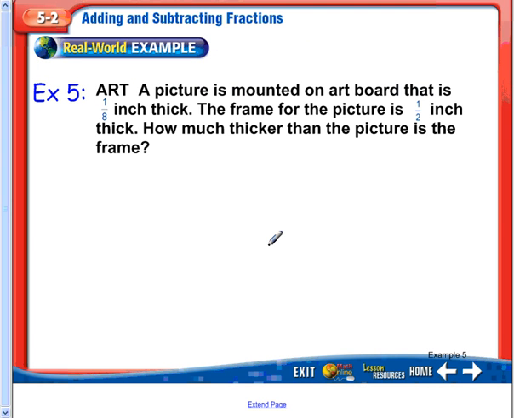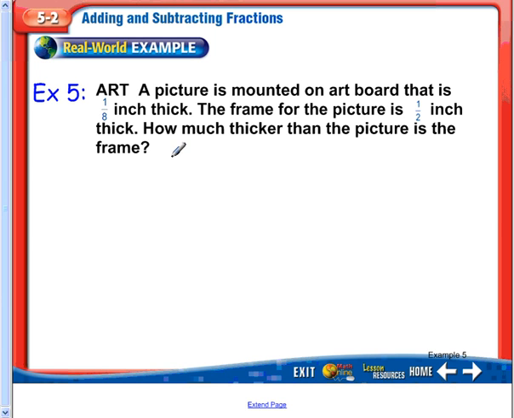A picture is mounted on artboard that is 1/8 of an inch thick. The frame for the picture is 1/2 of an inch thick. So how much thicker than the picture is the frame?